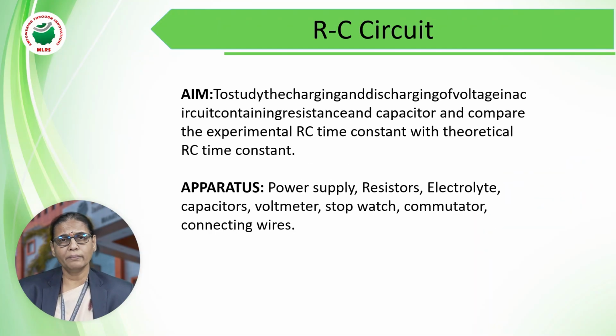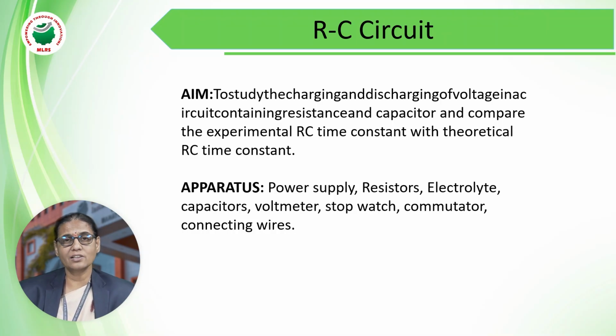Next, for every experiment, you have to give the aim. Aim in the sense is nothing but what you are going to find out, what you are going to determine. That we call the aim. Now, coming to this experiment, the aim is to study the charging and discharging of voltage in an RC circuit containing resistance and capacitor, and compare the experimental RC time constant with the theoretical time constant. Here in this experiment, we also calculate the RC time constant in a theoretical process. How do we calculate that? In the next part, I'll tell you.